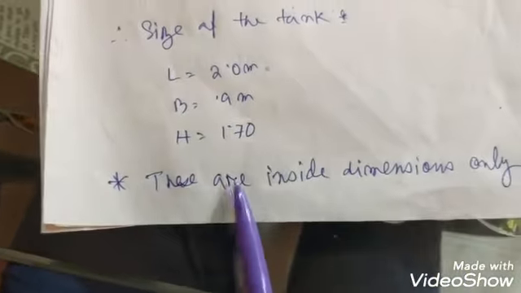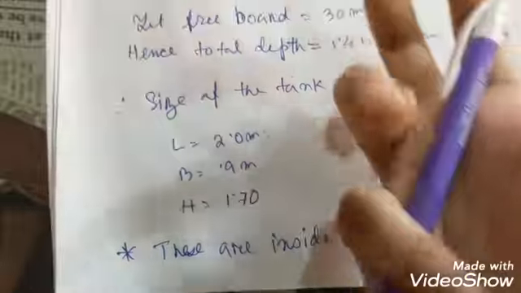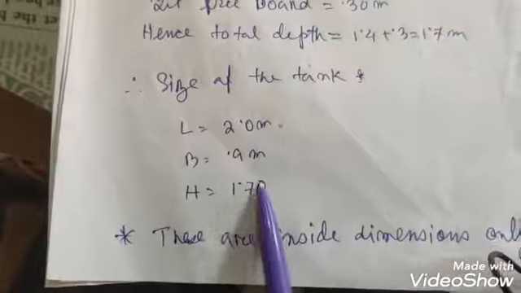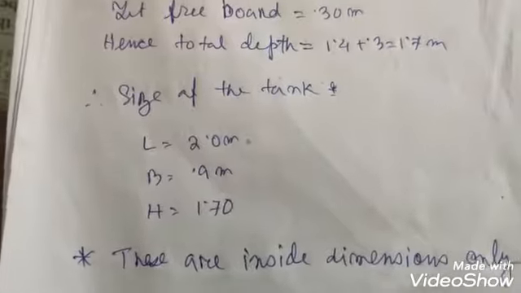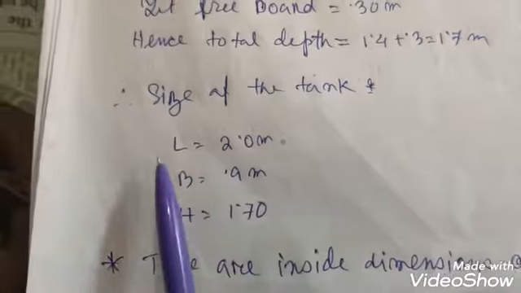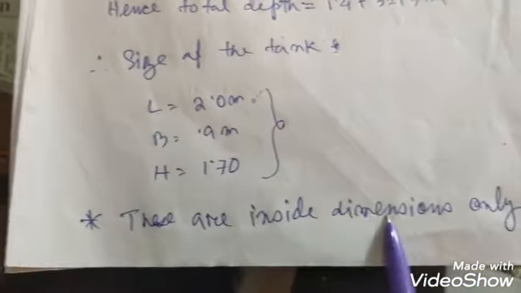Mind you, these are only the inside dimensions of the tank, because it will have to hold that liquid for 25 users. The outside dimension will depend upon the thickness of the walls. So these dimensions that we have calculated are inside dimensions only.